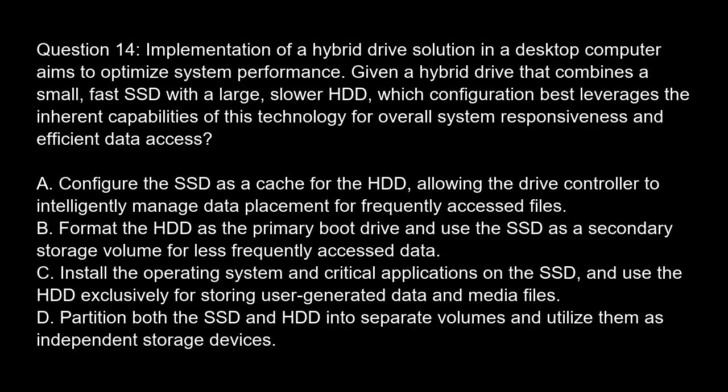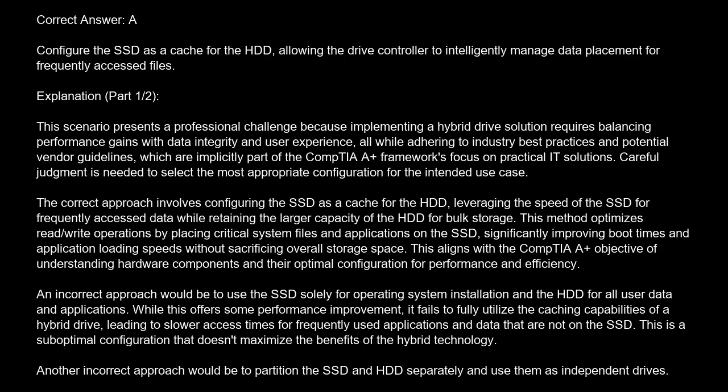Option B. Format the HDD as the primary boot drive and use the SSD as a secondary storage volume for less frequently accessed data. Option C. Install the operating system and critical applications on the SSD and use the HDD exclusively for storing user-generated data and media files. Option D. Partition both the SSD and HDD into separate volumes and utilize them as independent storage devices. The correct answer is A.